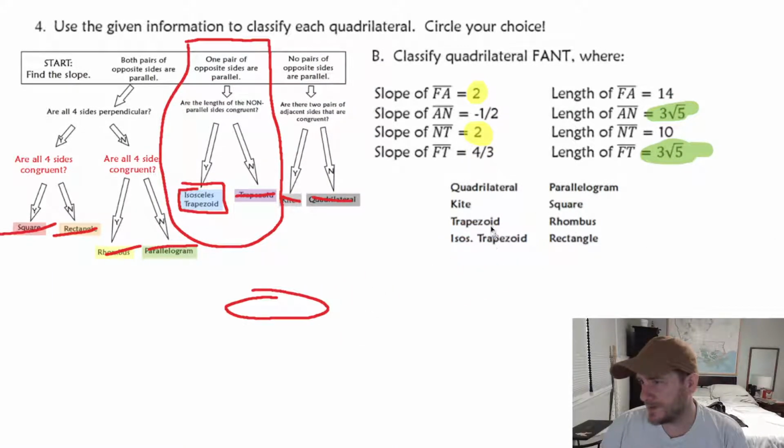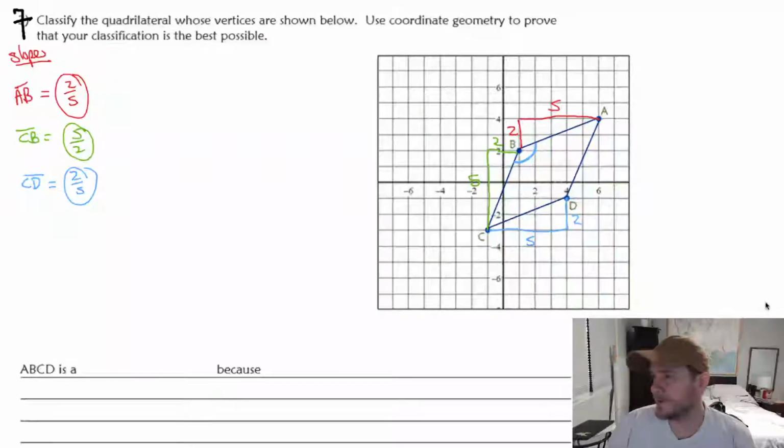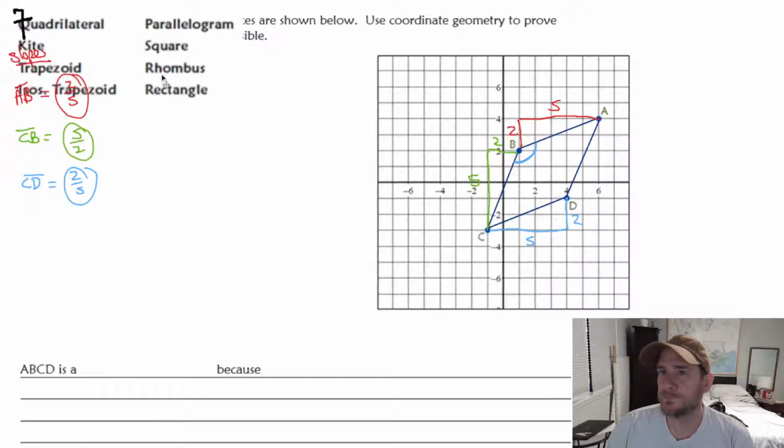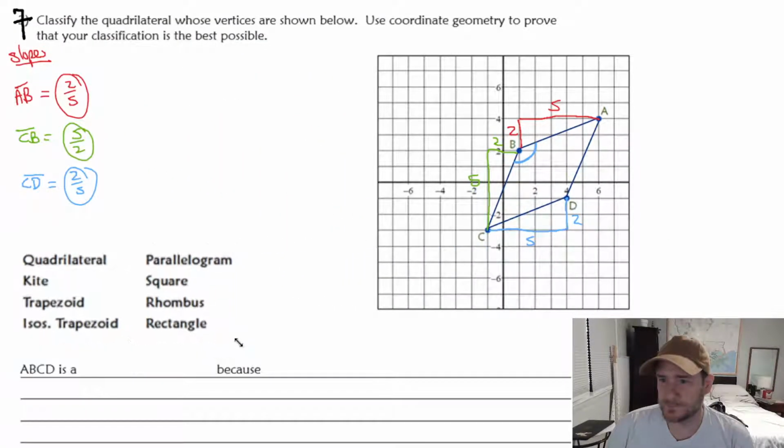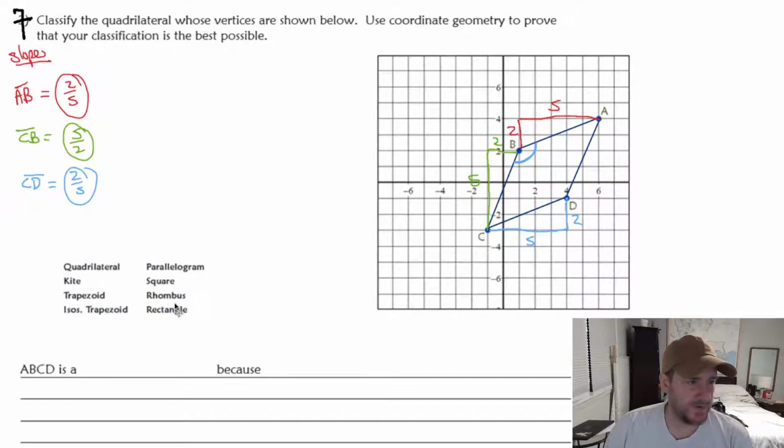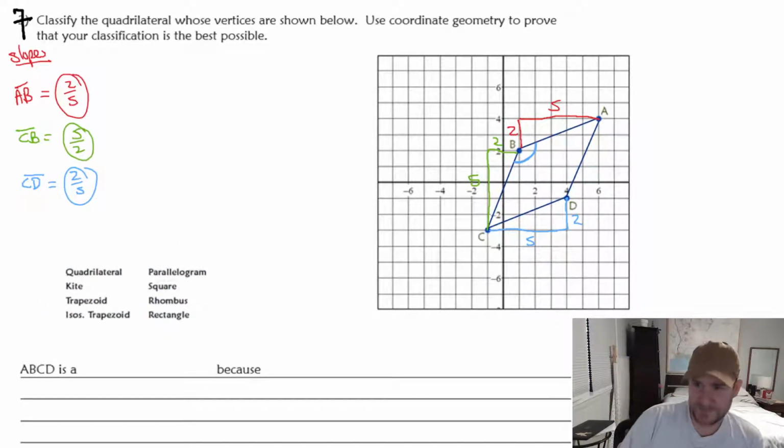I should probably keep this handy. If not this whole flow chart, let's at least keep every option handy. It's kind of useful to use process of elimination as you go, right? Clipboard. Paste. So here's a list of all our options. And even just by finding the first 2 slopes, I'm already ready to say that I don't have a right angle, so I'm not a rectangle or a square.